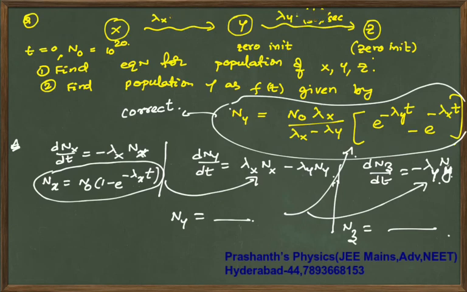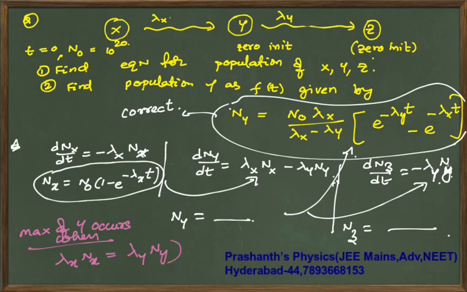What is asked is to find when y is maximum. When will y be maximum? I have discussed that the maximum of y occurs when the rate of formation, that is lambda x into Nx, equals the rate of decay, that is lambda y Ny. So equate and get the condition for the time required. Find the time after which, whatever he is asking, you do it accordingly. So this is regarding your successive disintegration.